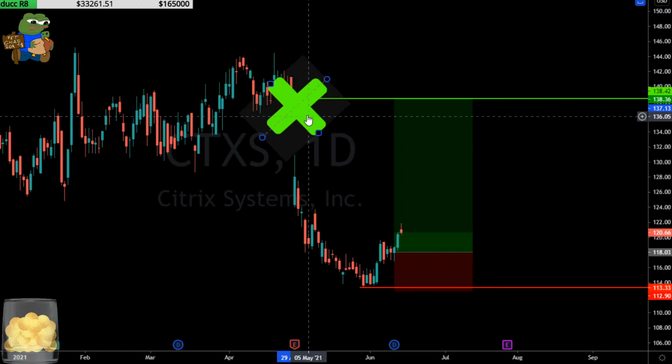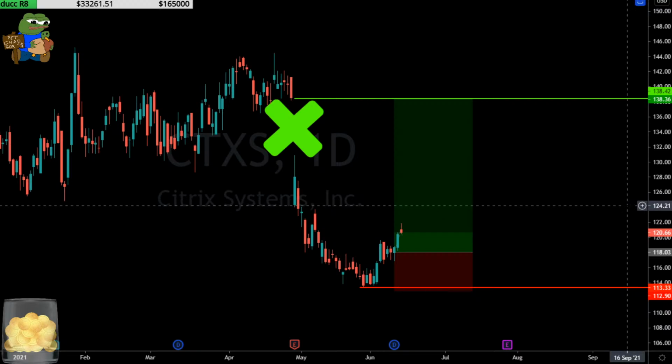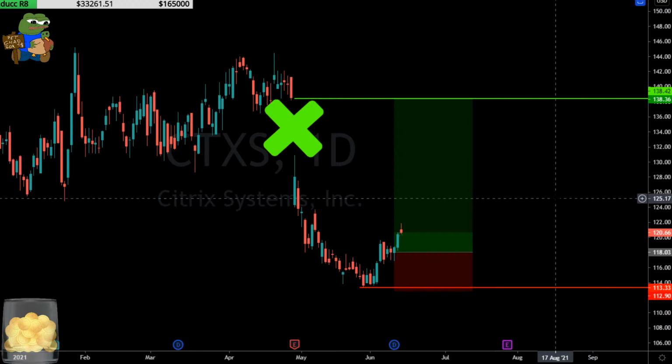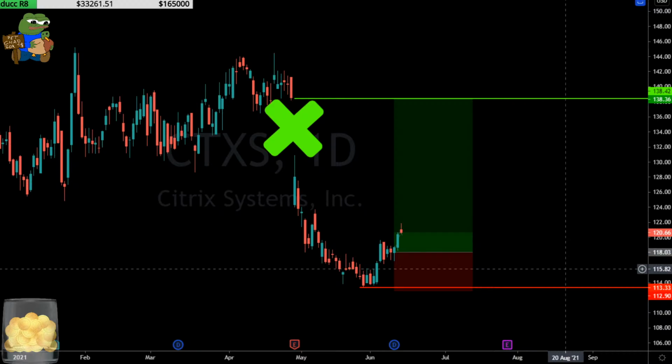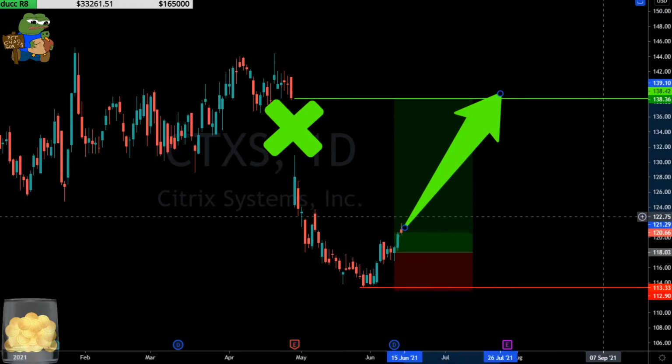Big square up zone right here. Huge missing gap area. Okay, that's what we're looking at on CTXS. Also, tech was leading the way today. This is in the tech sector, so decent chance that this can actually maybe happen.